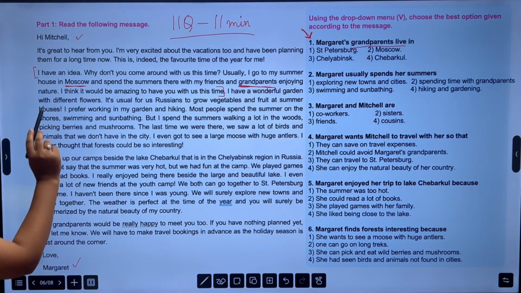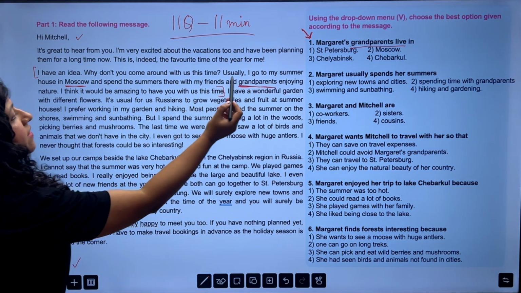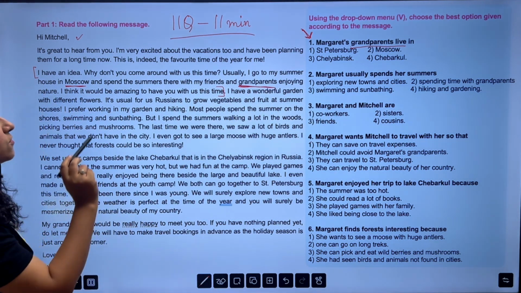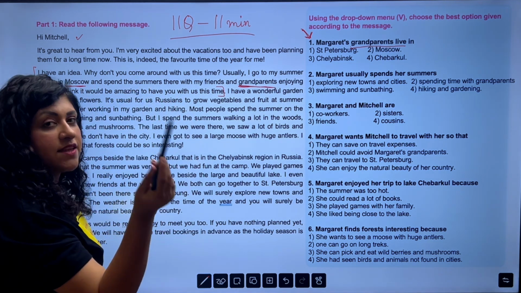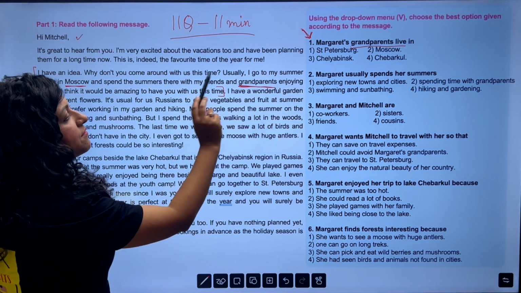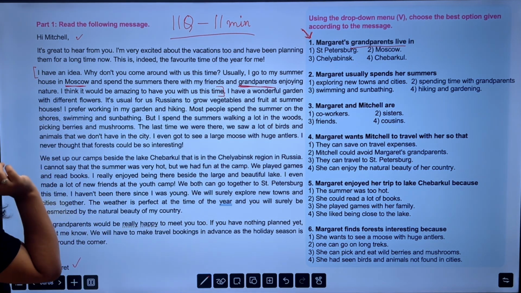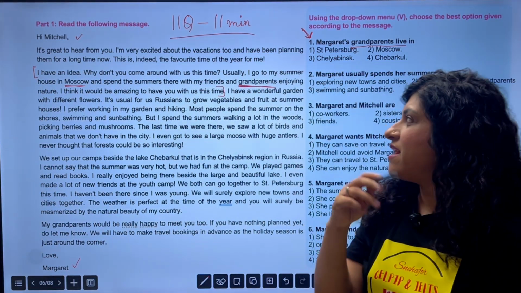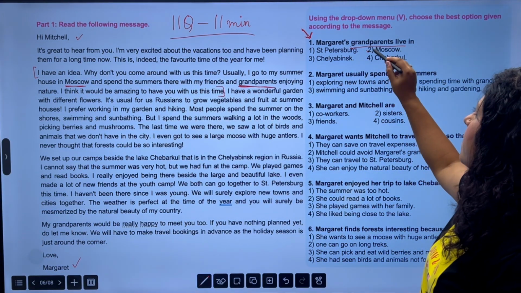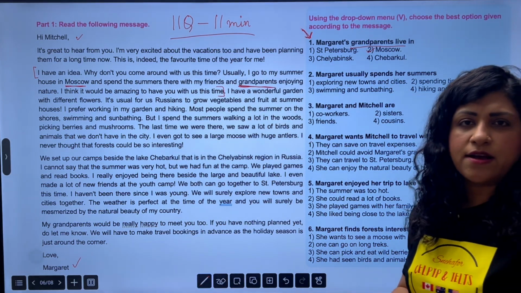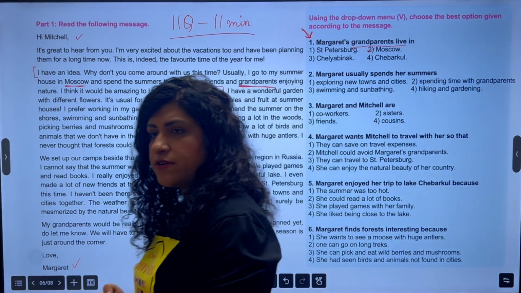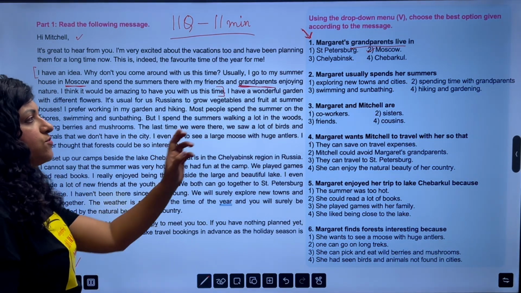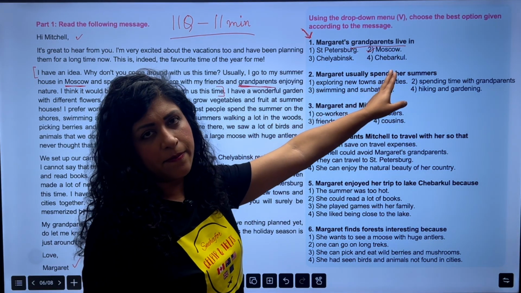So if Margaret is saying that I go to my summer house in Moscow, she has a summer house in Moscow and she spends summers there with her friends and grandparents enjoying nature. So Margaret's grandparents, they live in Moscow. That would be the answer. You find the keywords, then you read in depth around those keywords to get to the correct answer.